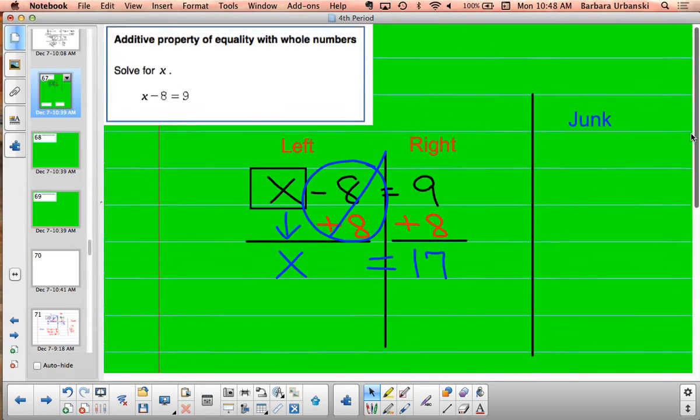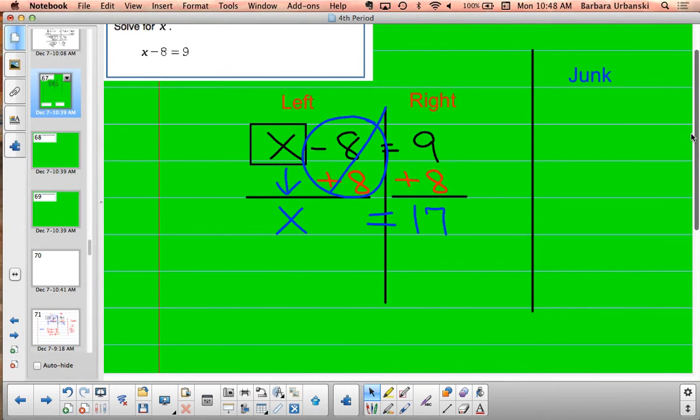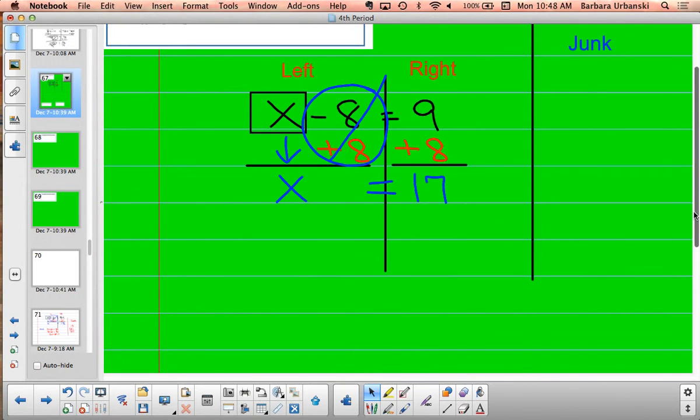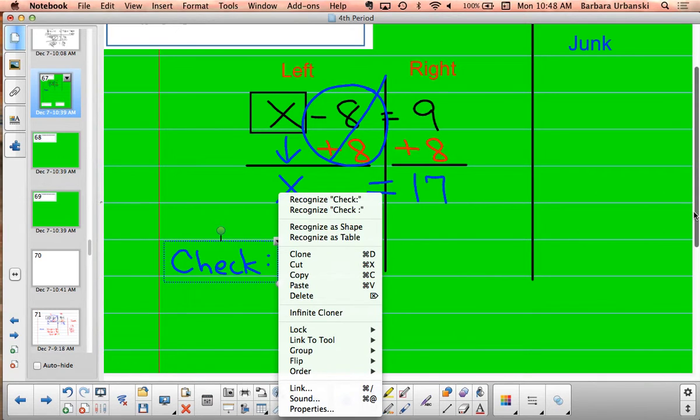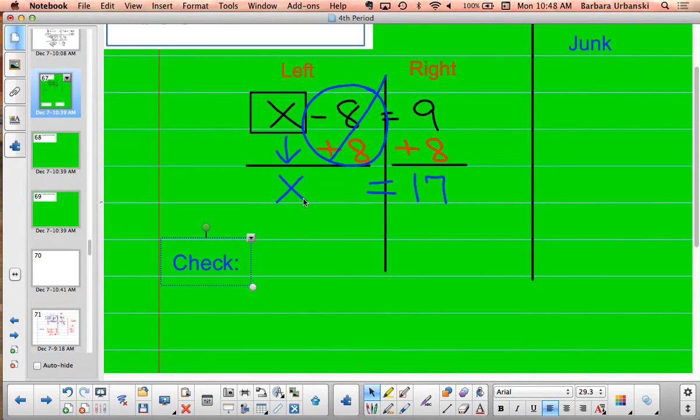And so by checking their work, they would rewrite the problem, and I'm going to actually have them write the word check. They want to check the work. They should do this to not only see that they have the right answer, but to learn how to substitute the value of a variable in an equation.